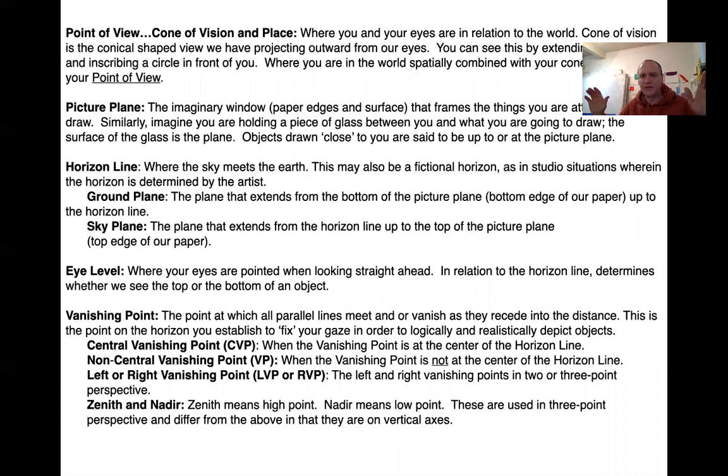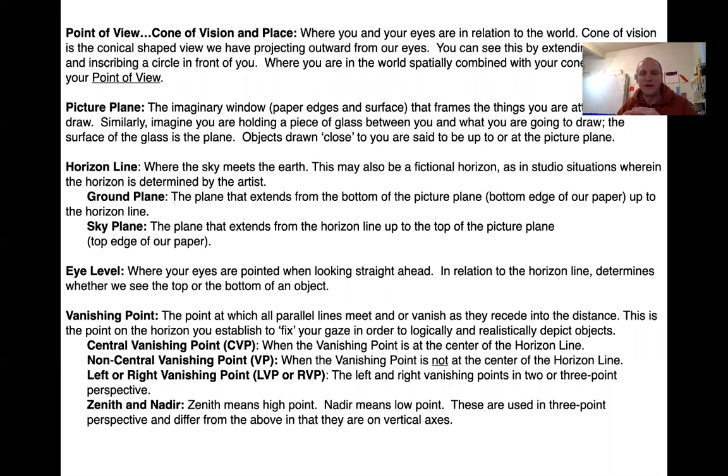The picture plane I mentioned before, so that's what is flat up against our eyes. So a two-dimensional object like a drawing, we can think of the flat surface as the picture plane. Horizon line, that's when you're looking out and you see the horizon, like when you're looking out at the ocean, you see a flat line straight across, that's a horizon line. Above that, you have a sky plane. Below that, you have a ground plane.